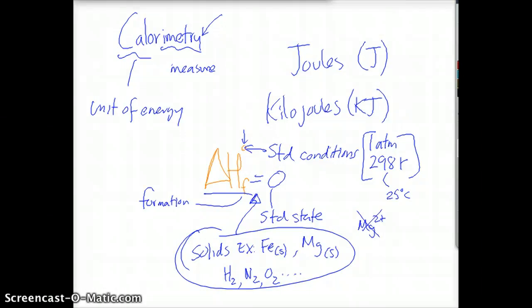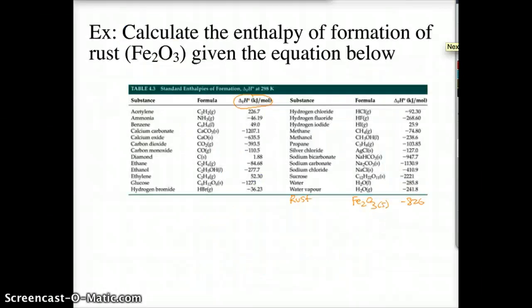So for example, calculate the enthalpy of formation of rust given the equation below. Well, how do we do that? Well, we learned earlier that delta H of a reaction is equal to H of products minus H of reactants, our final condition minus our initial condition.